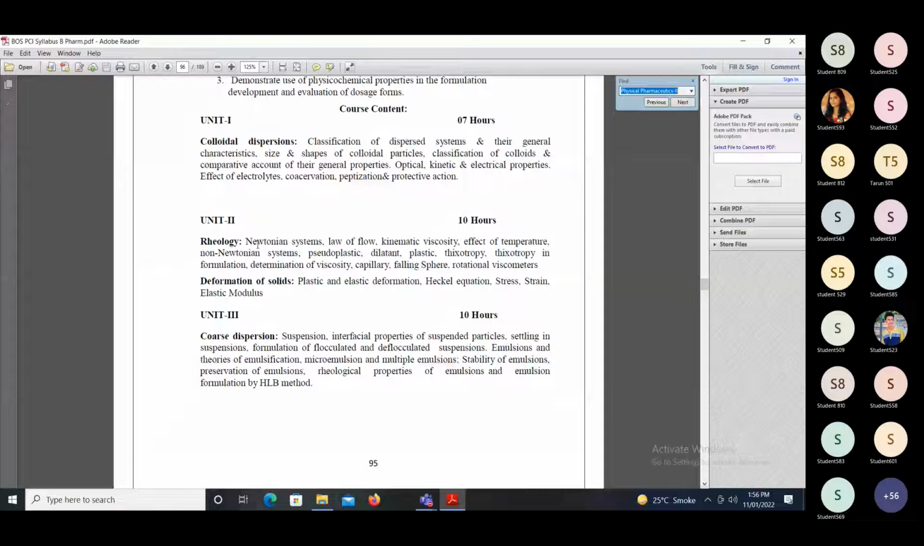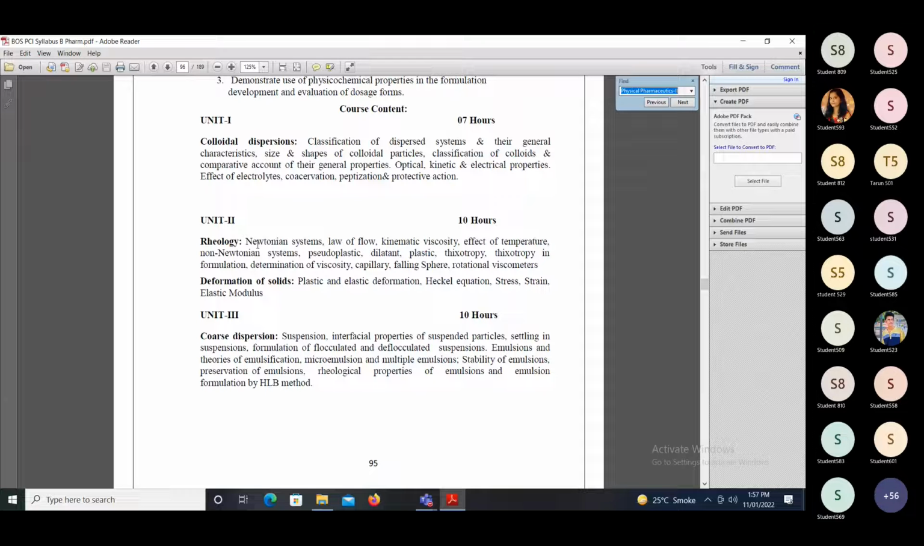Rheology is a branch of physical pharmaceutics and deals with the study of the flow of fluids. Rheology is the science of the flow of a material. Then we are going to discuss what types of materials follow Newtonian law or non-Newtonian law.